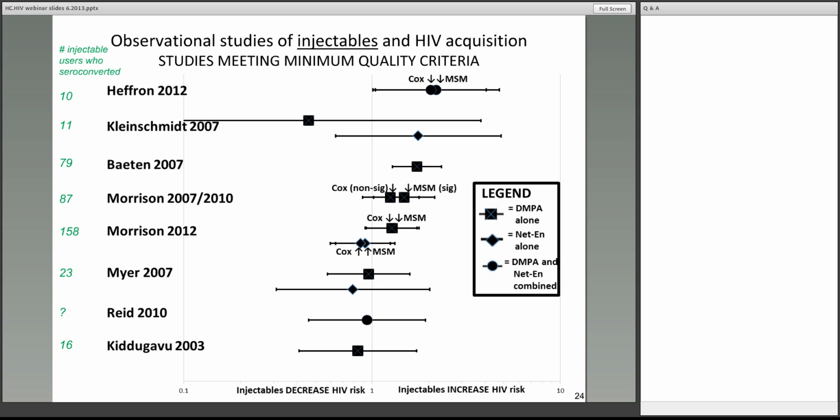Some people view the DMPA estimate for Morrison 2012 as approaching statistical significance, but this study had by far the largest number of endpoints and statistical power compared to studies like Heffron 2012 and Kleinschmidt 2007, which contained 10 or 11 women who seroconverted while using injectables. Only 3 studies had estimates specific to NET-EN, as shown with the diamonds. None of those studies on NET-EN found a significant effect, but obviously the evidence for this method is limited. So in sum, data on injectables, especially for DMPA, are mixed and difficult to interpret. Next slide, please.